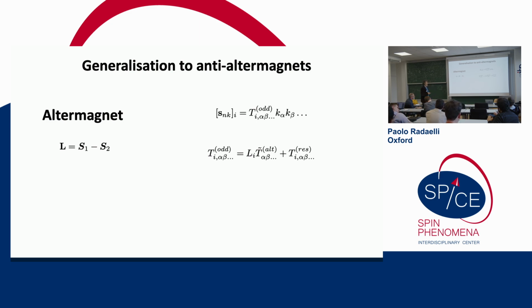So that's what I've done for altermagnets. You have a staggered field, which is the difference of the field on the two sublattices. You create your tensor here, and this tensor is contracted with an even number of wave vectors. The odd tensor has one free component, the I component, contracted with an even number of wave vectors. And then you separate it out this way, as I've shown before.